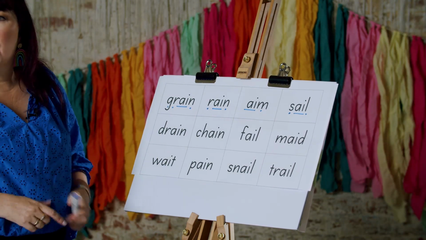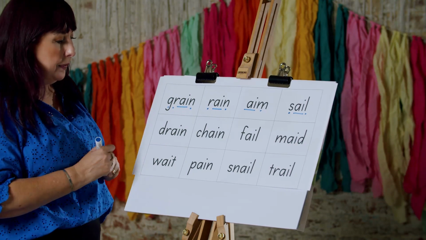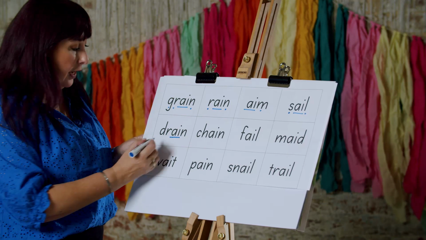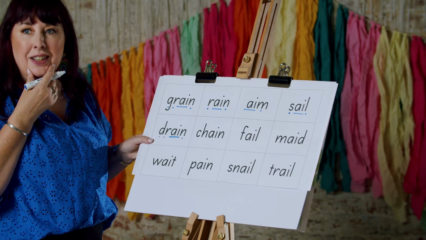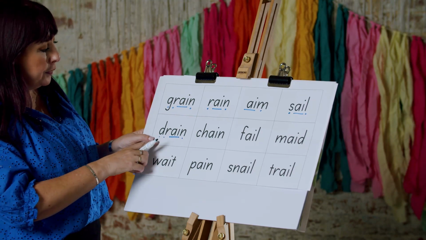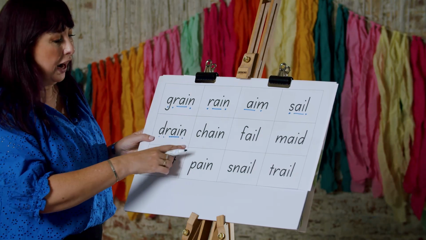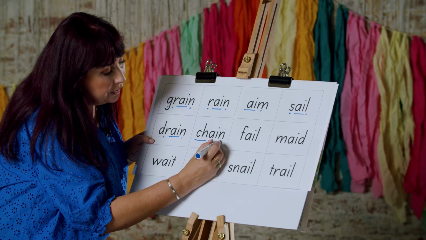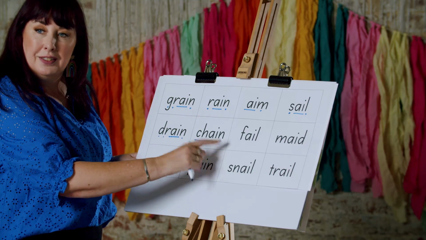If that was tricky, you can rewind it and have another practice. Let's go on to the next line. Oops, bit wobbly, aren't I? Going to underline my A. Drain. I've got a drain in my shower that stops the bathroom from flooding. Let's say that word together. Drain. Good job. This one's got two digraphs in it. Chain. Good job.